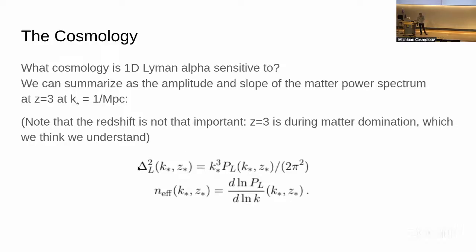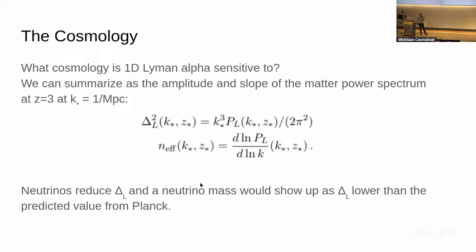So we defined these two summary statistics from the Lyman alpha forest: delta L, which is the amplitude of the power spectrum at k of 1 inverse megaparsec, and n_F, which is the slope of the power spectrum at k of 1 inverse megaparsec. To connect this to neutrinos, neutrinos will reduce the amplitude of structure on small scales. They will reduce delta L. So a neutrino mass is going to show up as delta L lower than the predicted value from Planck.